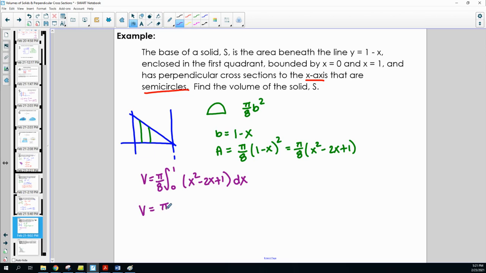So I have pi over 8 on the outside, and then what I'm going to do here is just take the antiderivative of x squared minus 2x plus 1. So I get 1/3 x cubed minus x squared plus x. And then I'm evaluating that from 0 to 1. So I end up getting pi over 8. If I plug in 1, I'm going to end up with 1/3. If I plug in 0, I get minus 0. So I end up with pi over 24.